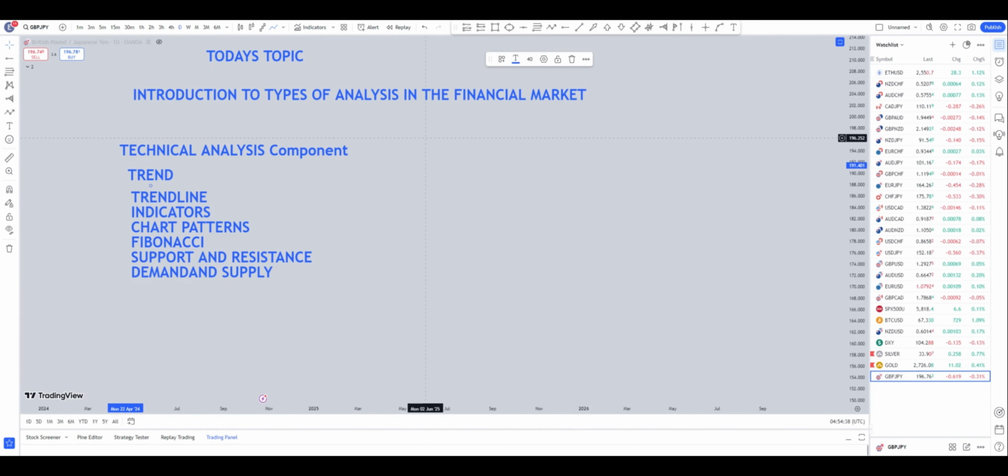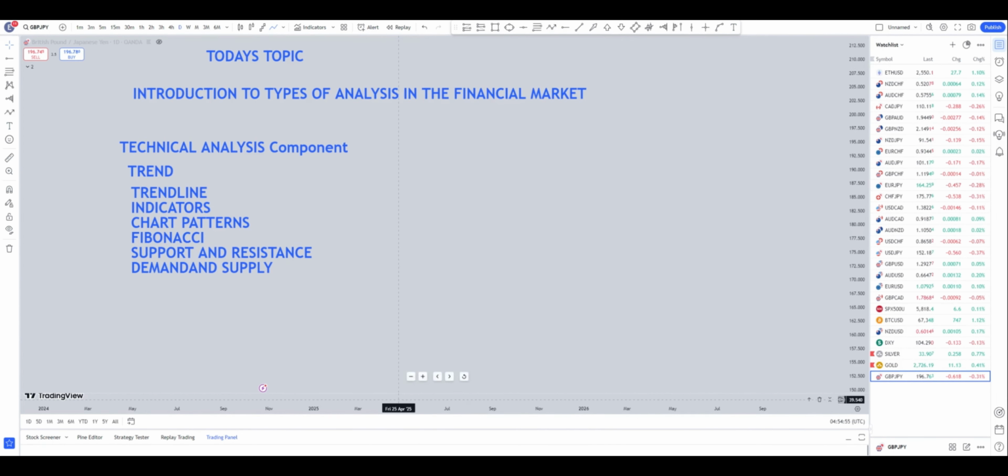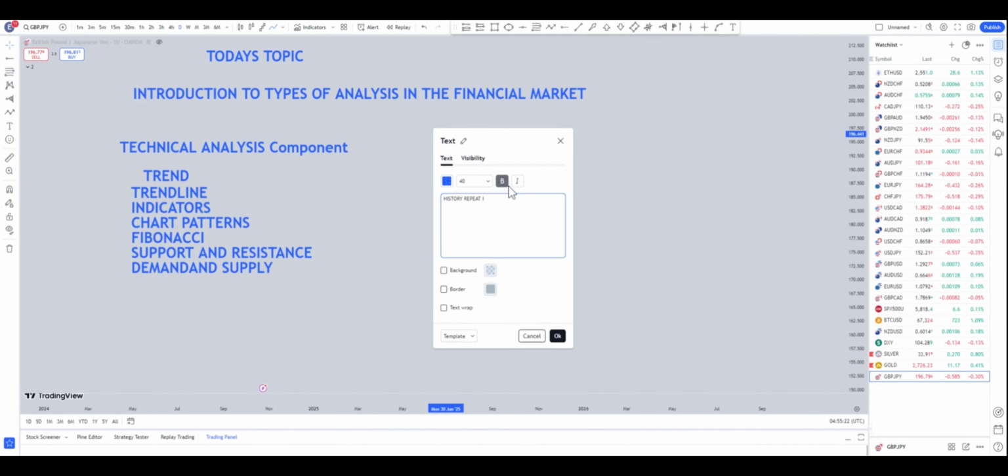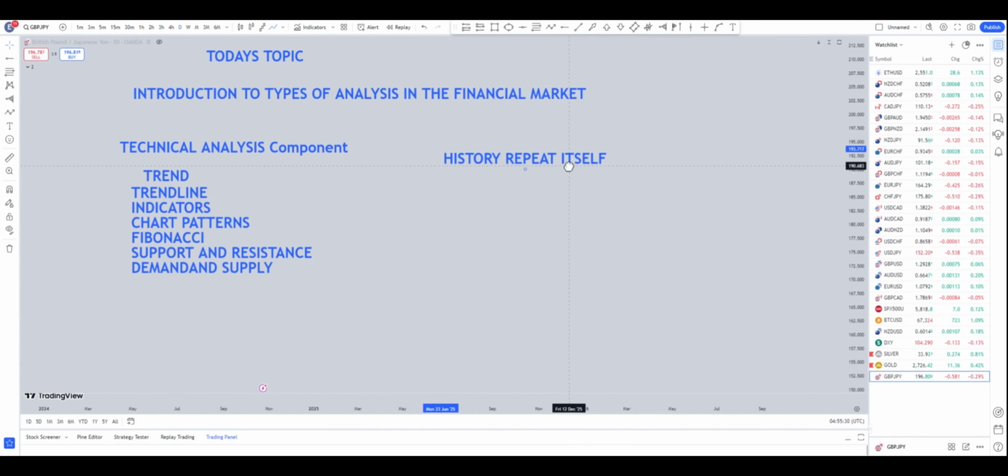So what does technical analysis really talk about? Technical analysis believes that past actions have a high probability of repeating themselves. Let's say for example, history repeats itself. Technical analysis usually believes in this term, meaning that if the market moves in a certain way, it has high chances of moving in that way in the future. So that's just the basic principle of what technical analysis is.